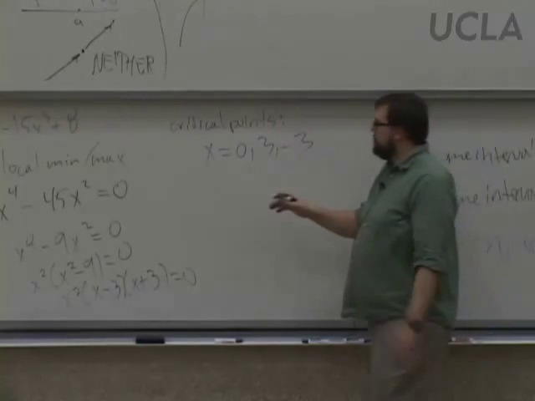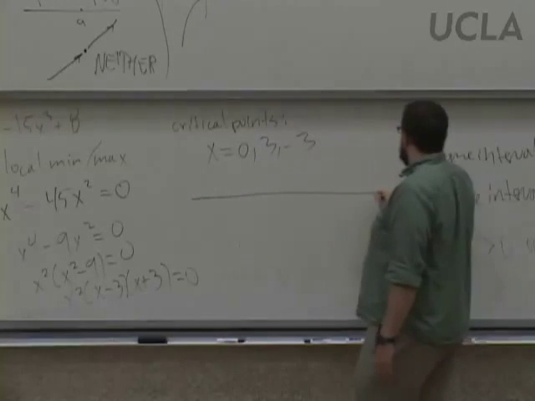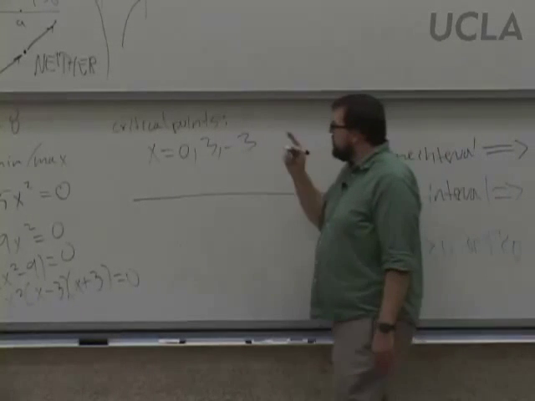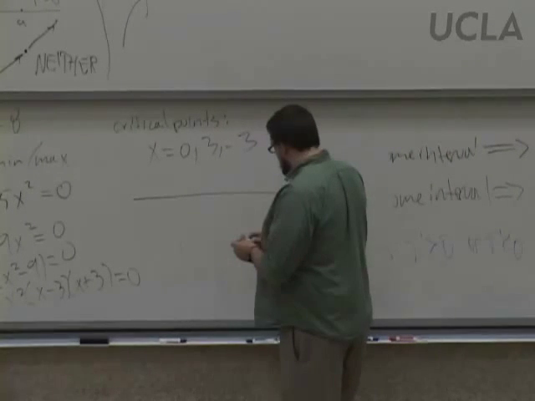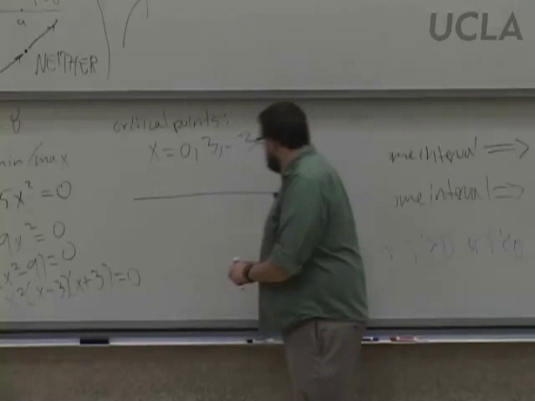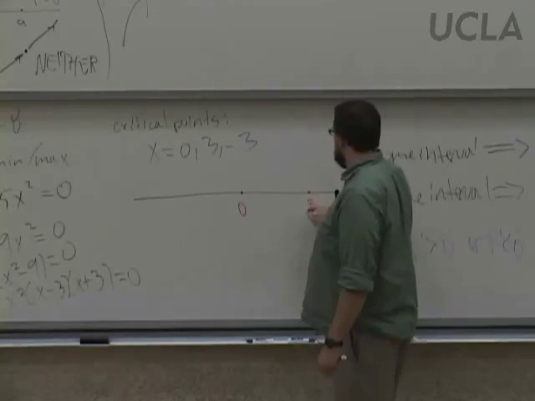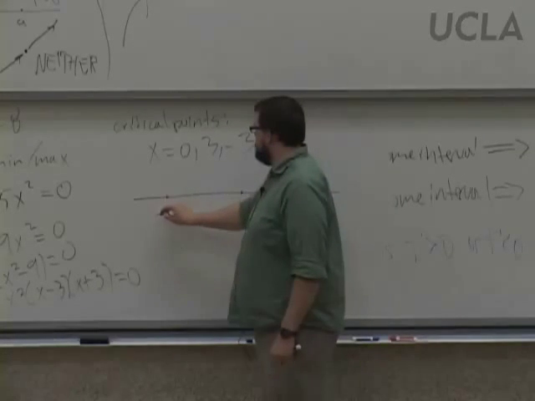And now what we're going to do is we're just going to draw a line. And this line is all the numbers. Now I'm going to put on this line all my critical points. And in this case, I have 3 of them. I have a critical point at 0, and I have a critical point at 3, and I have a critical point at negative 3.